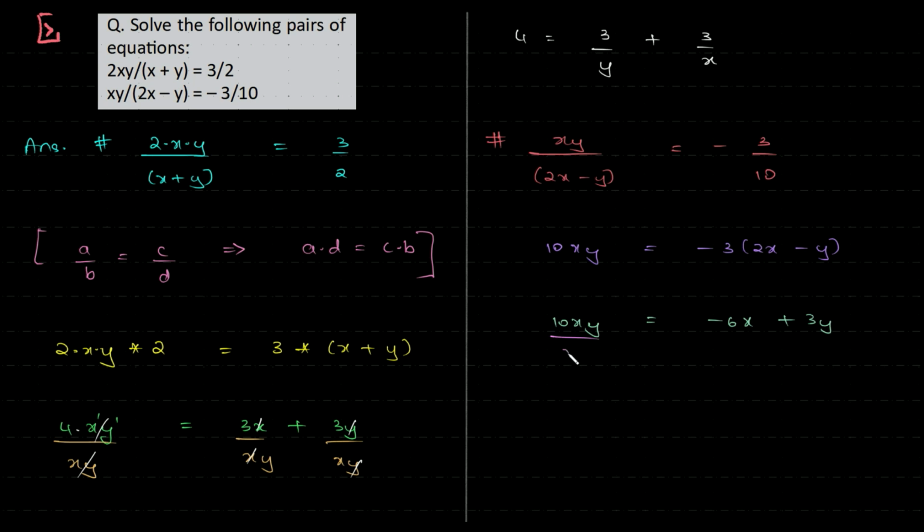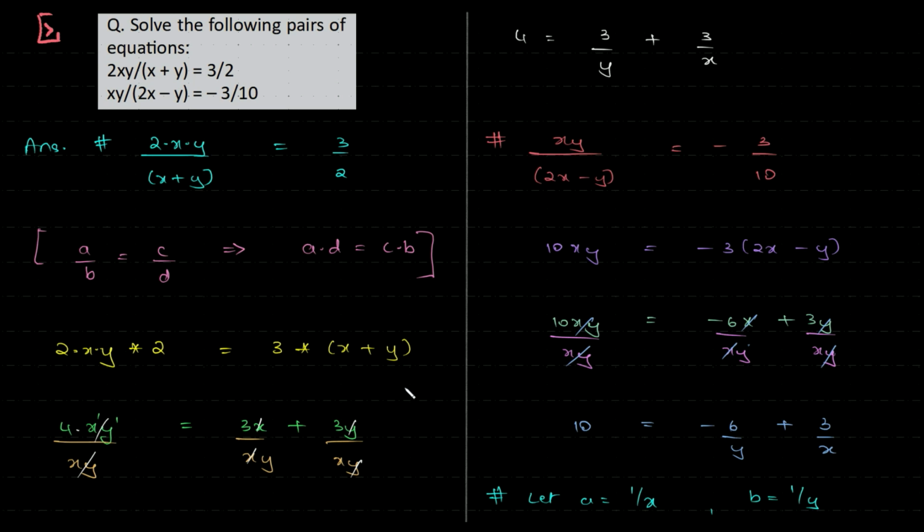dividing throughout by xy, xy and xy. So we have xy, x and x, y and y. So we have 10 is equal to minus 6 by y plus 3 by x. Now let's do this. Let a be equal to 1 by x and b be equal to 1 by y. Be careful with what is x and what is y.